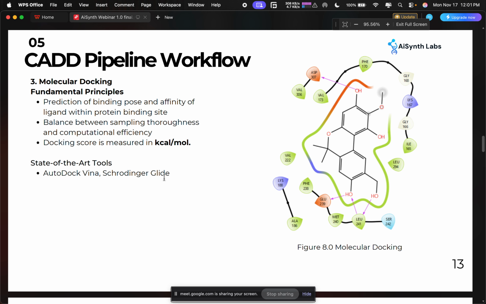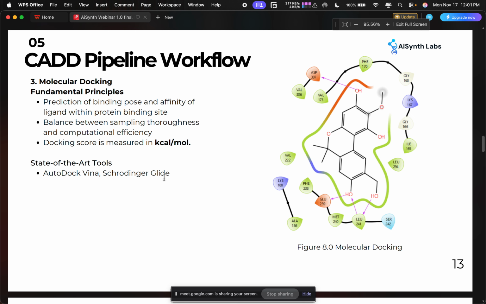Then you have standard precision, there's extra precision. And as you go higher, the precision of the docking is much better. Also, as you go higher, the computational demand is also higher, so it takes a longer time as you go to refine your process.